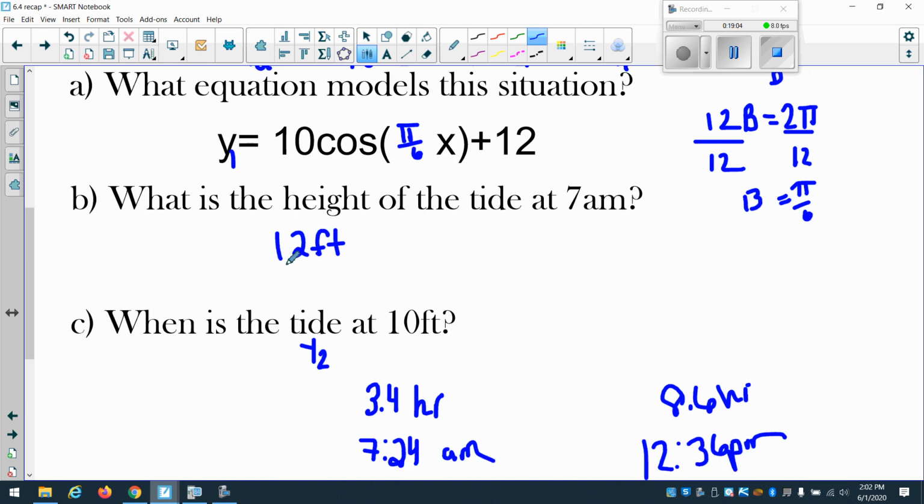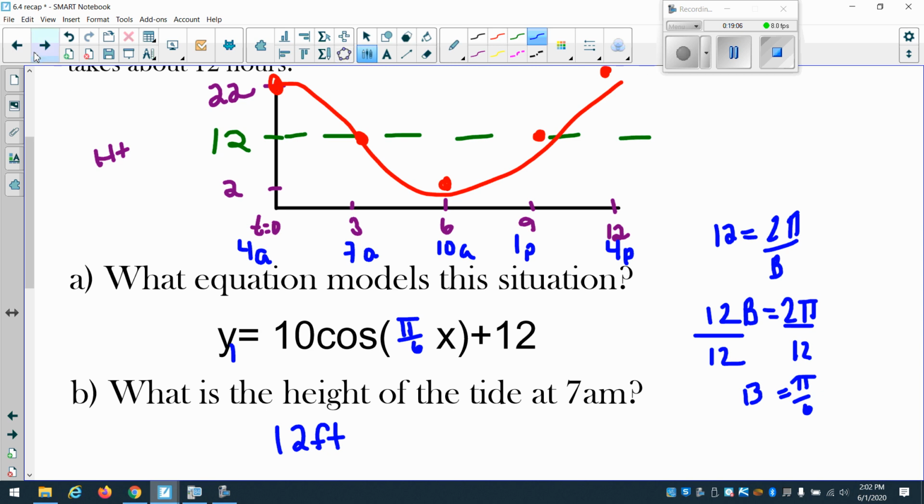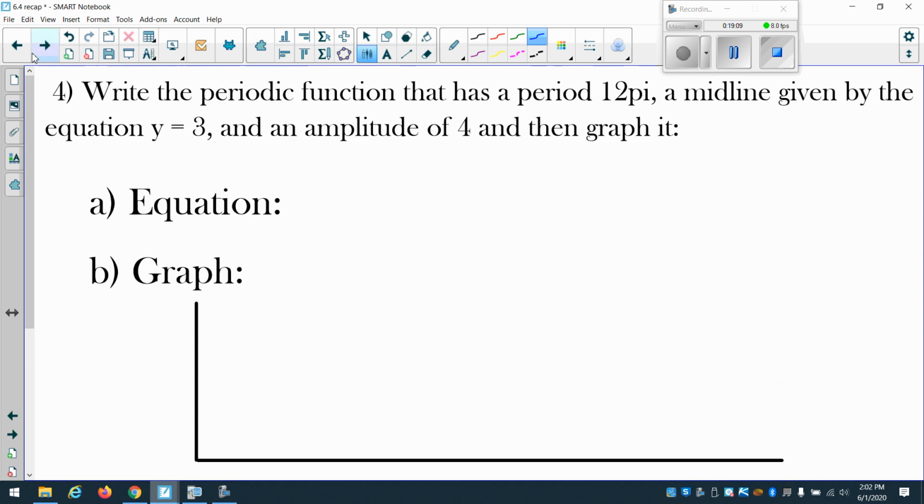Okay, so those are 2 word problems you will see, as well as if you look at this next one: write a periodic function that has a period of 12 pi and a midline given by the equation y equals 3 and amplitude of 4, then graph it. So here you have your option. You could either, since it just says periodic, either sine or cosine.